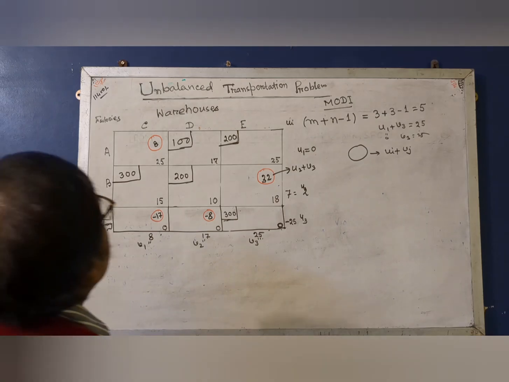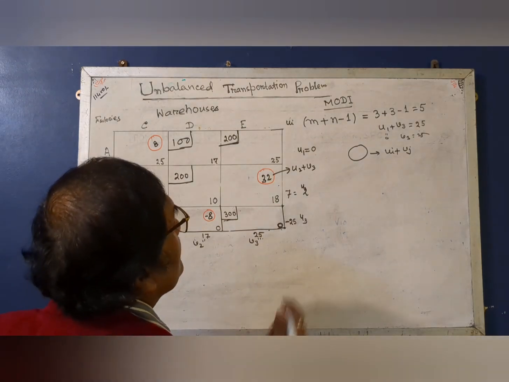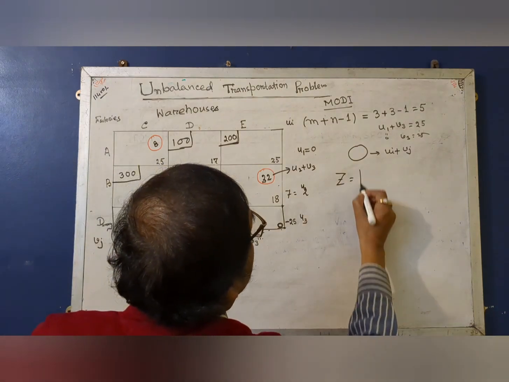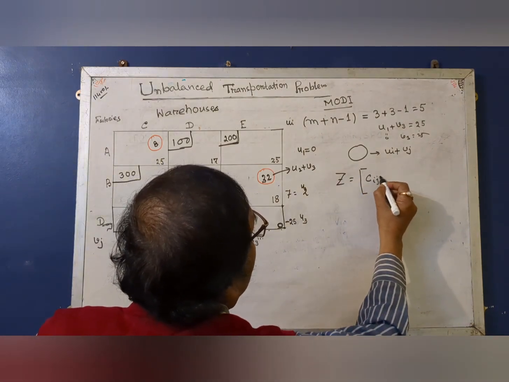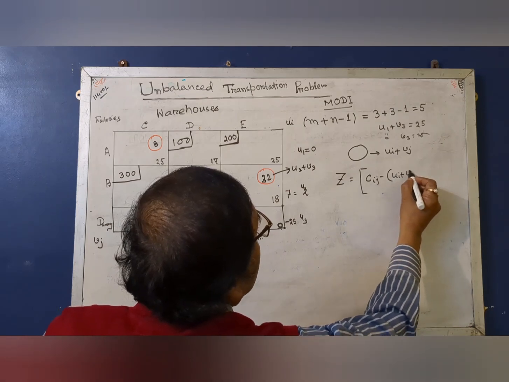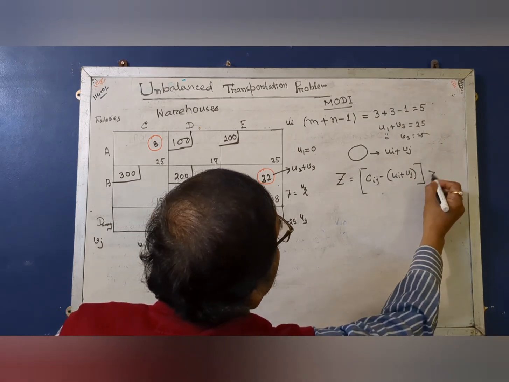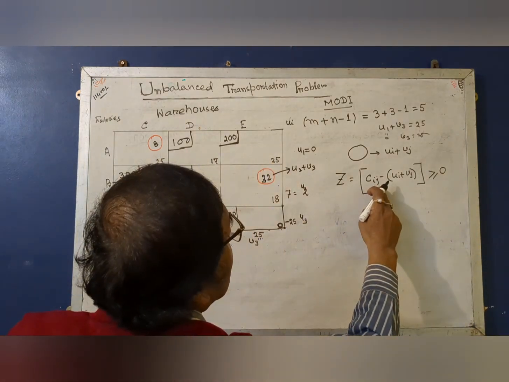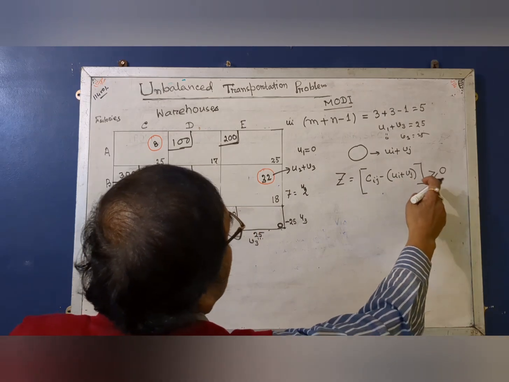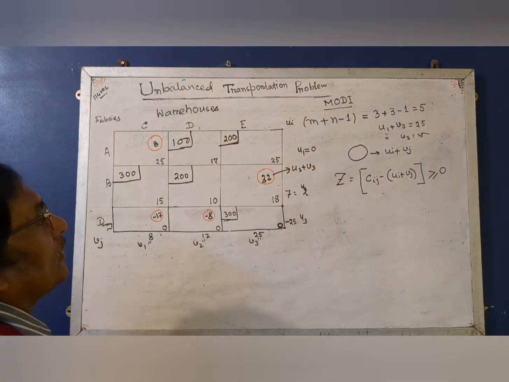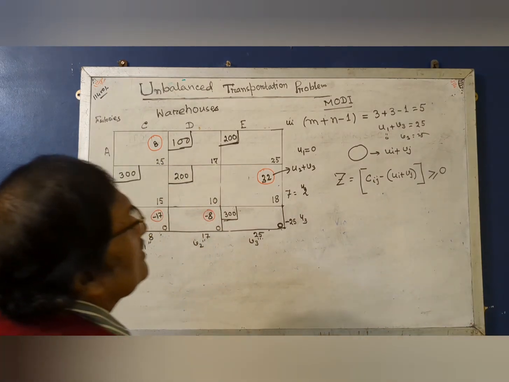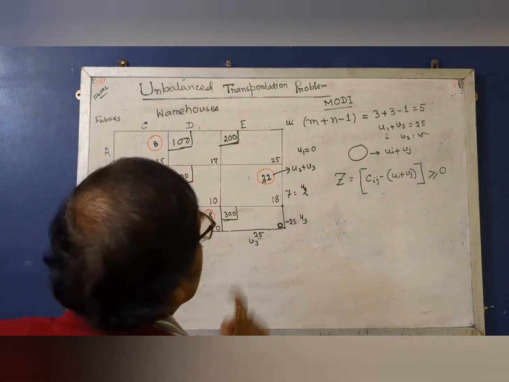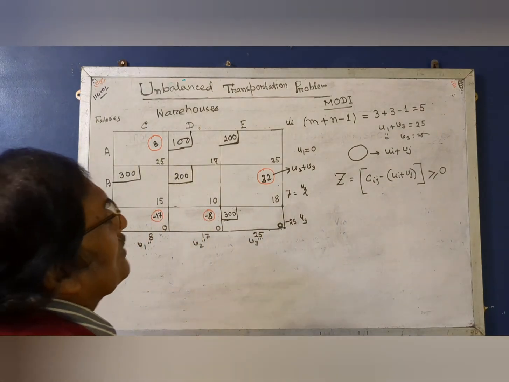And the criteria or index for optimization, for finding the optimization, Z is equal to Cij minus (ui plus vj), and this must be greater than or equal to 0. If for all the non-basic cells, Cij minus (ui plus vj) is greater than or equal to 0, then you have reached the optimum solution. But if there is any negative, that means you have to proceed further to change the basic allocations. If there is more than one negative, then you have to select the most negative one to proceed further.